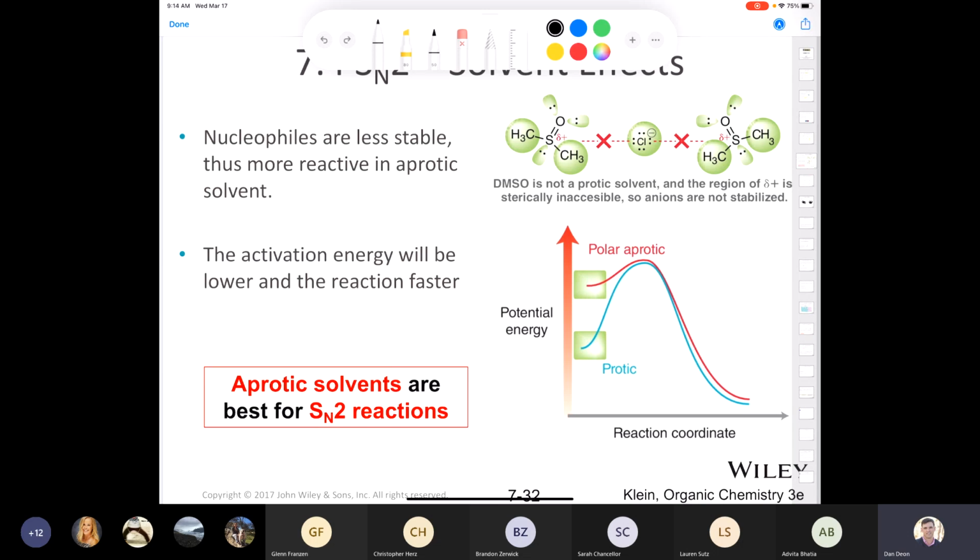And so that is why if you do an SN2 reaction in DMSO, your nucleophile is going to be higher energy. It's not stabilized, and it's ready to rock. It's ready to rock and roll, right? Activation energy is going to be very small. If you were to put it in a solvent like methanol or water or acetic acid, then you're going to have a big old high activation energy.